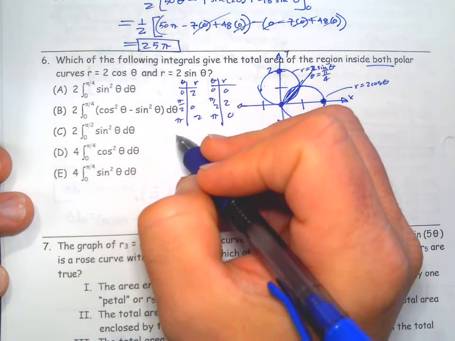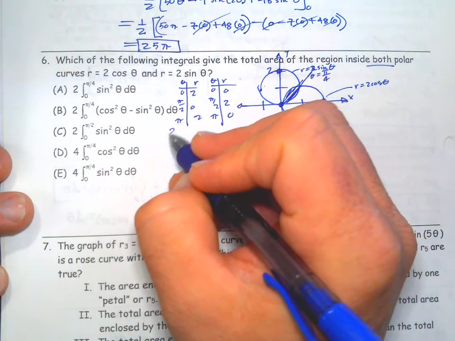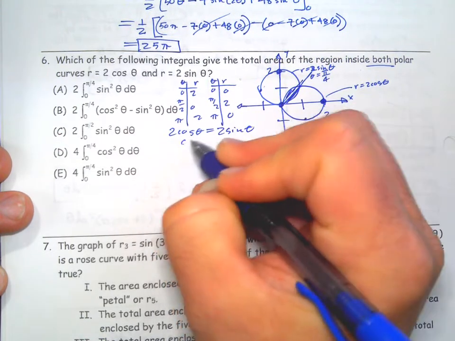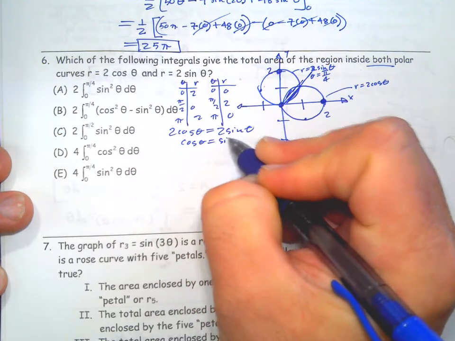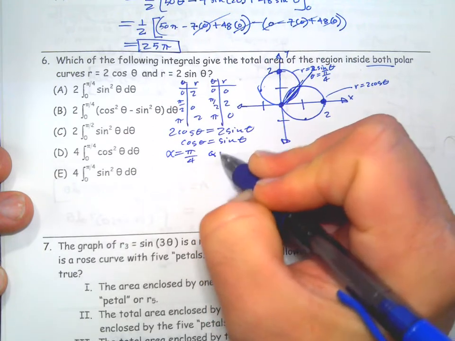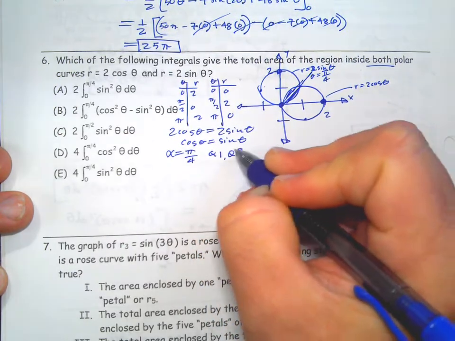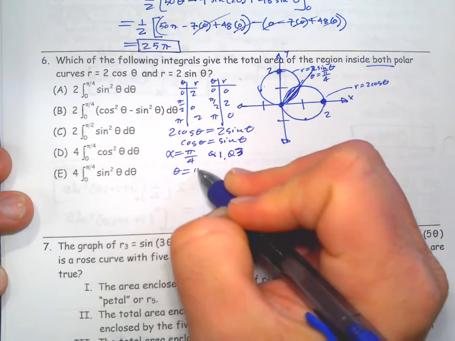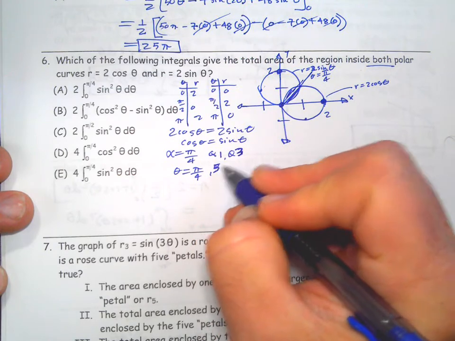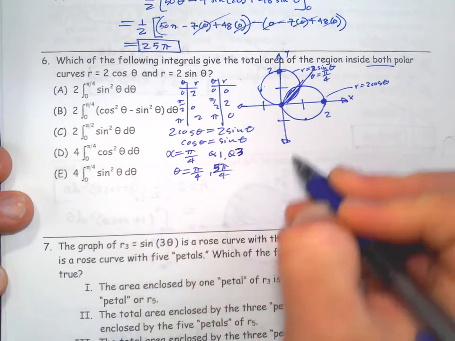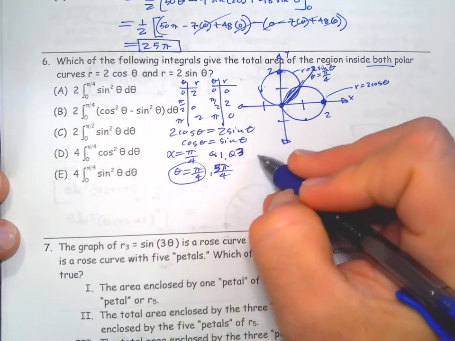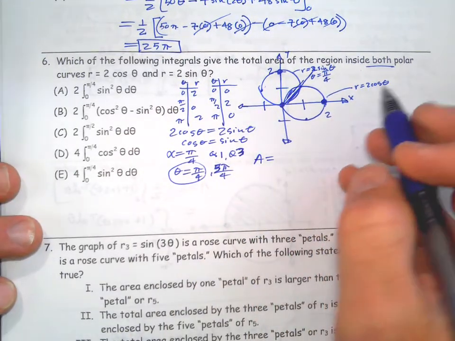So they look congruent. Let's just confirm the intersection angle. So when does cosine equal sine? Well, pi over 4, quadrants 1 and 3. So pi over 4 and 5 pi over 4. So that one's pi over 4. It's the first quadrant.